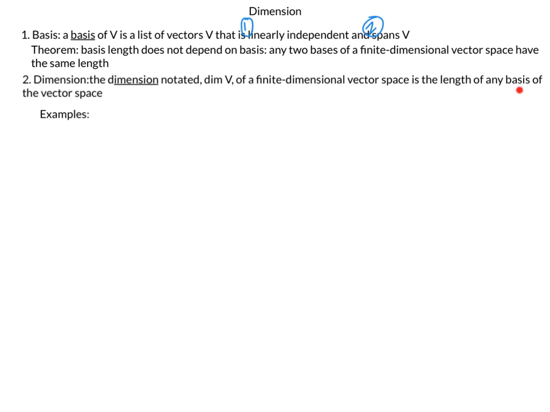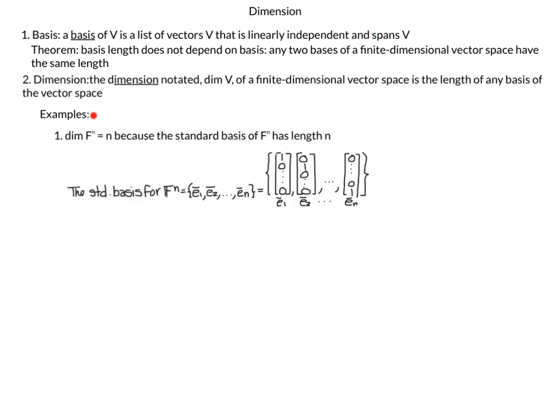That is, it's the number of vectors in the bases. Our first example is the dimension of F^n is equal to n because the standard basis of F^n has length n. And looking at the standard bases, we sometimes note that with the e1, e2, up to en vectors. These are the vectors where the e sub i vector has zeros everywhere except in the ith coordinate. So e1 is going to have zeros everywhere except in the first coordinate.